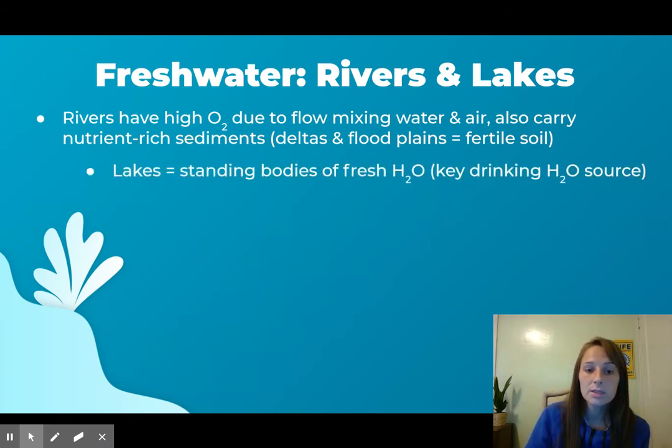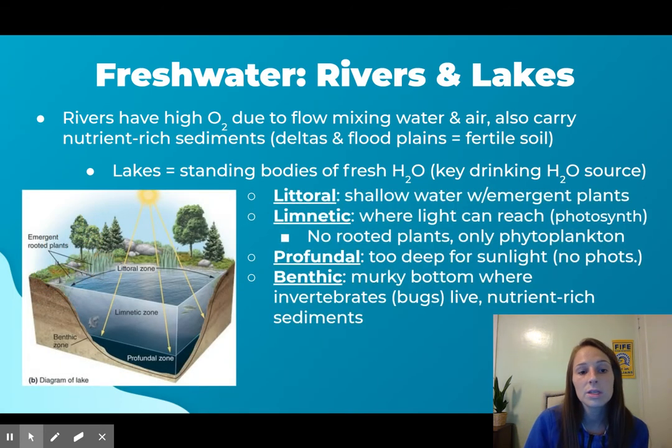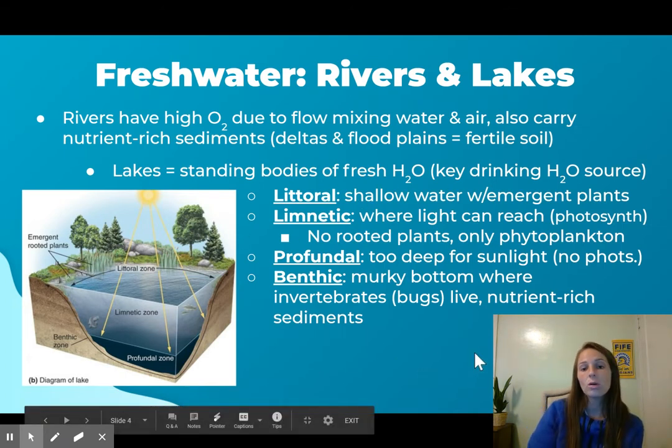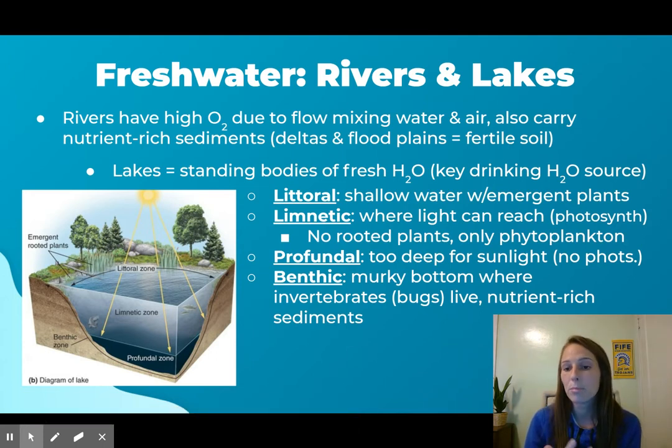Now we have lakes, which are going to be standing bodies of fresh water. Now lakes are going to be where we get our drinking water from. So they are very important when it comes to drinkability for water. Now there's different areas of the lakes, which you can see in the diagram over here. Now we have the littoral, which is going to be shallow water with emergent plants. And emergent plants just means they are emerging up out of the water. So think like cattails, where they've got the roots in the water, but their stalk goes up.